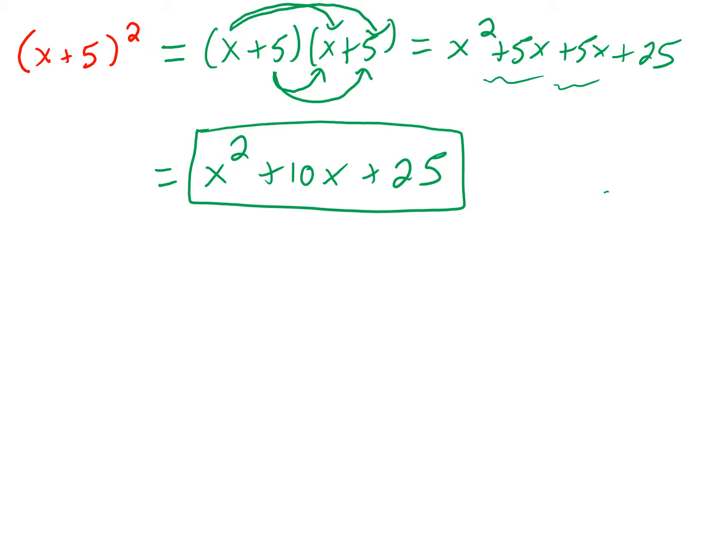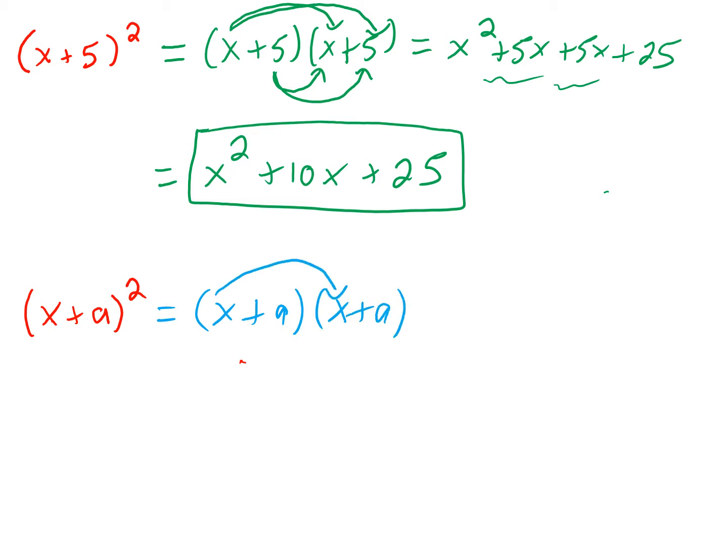In this example, I'm going to use just letters. We'll do x plus a in the parentheses, squared. Once again, we have two terms in the parentheses being added, and we're squaring the whole thing. If you were going to show the work, it would go like this. You write the parentheses twice and multiply it out. You distribute the x: multiply the x with this x, which gives you x squared.